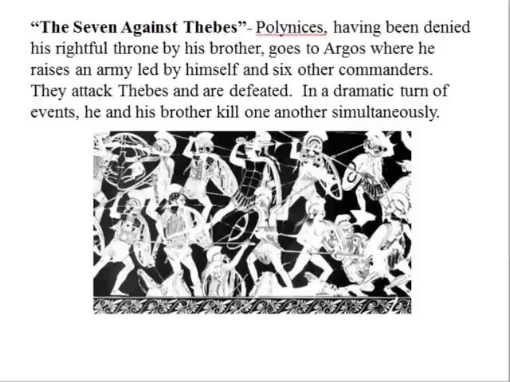Polynices would go to Argos, and there get the help of the king of Argos and several other commanders. And they would lead 7 armies against Thebes. This is the topic of the 7 Against Thebes epic cycle. They attack Thebes and are defeated. And in a dramatic turn of events, both brothers do in fact kill each other.